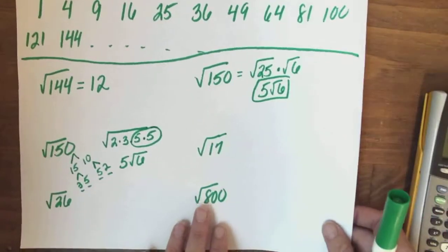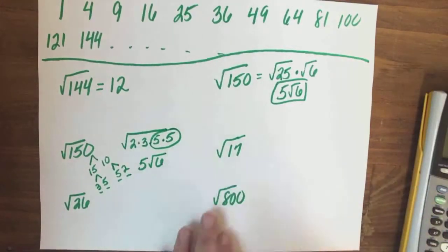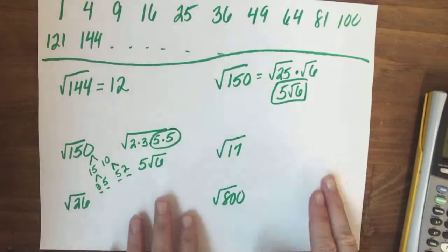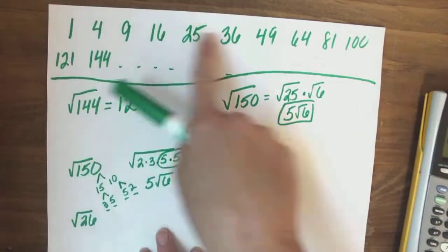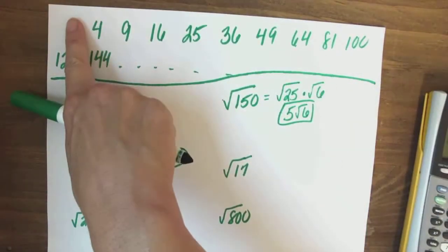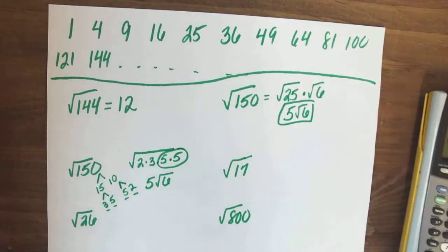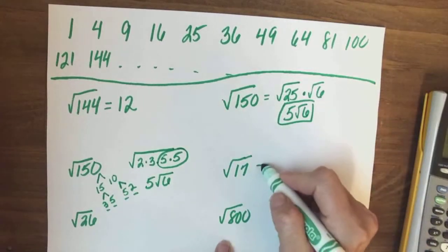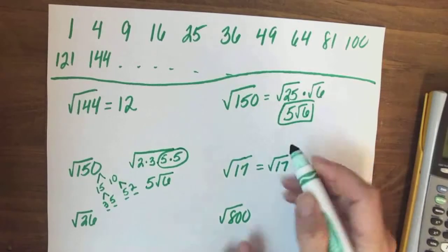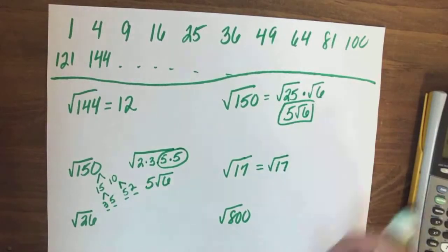Okay, next one. If I type in the square root of 17, that's gross. I also know none of these numbers, well, of course we don't include 1 when we're doing this, goes into 17. Nothing divides evenly, and I can't even break 17 up into anything. So when that happens, it is okay to just say it can't be simplified.